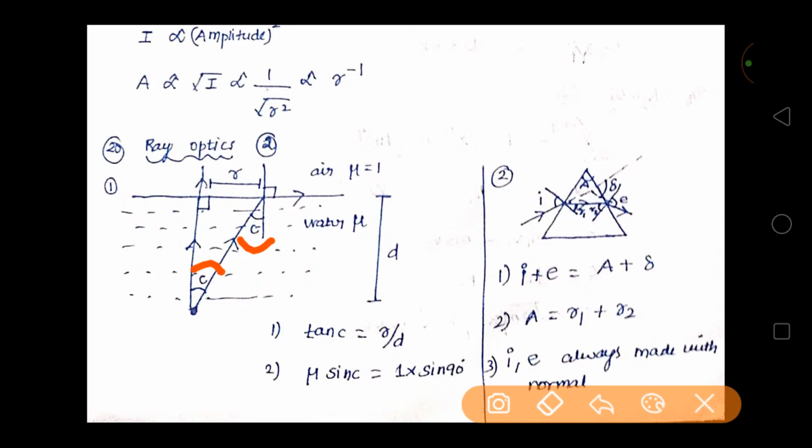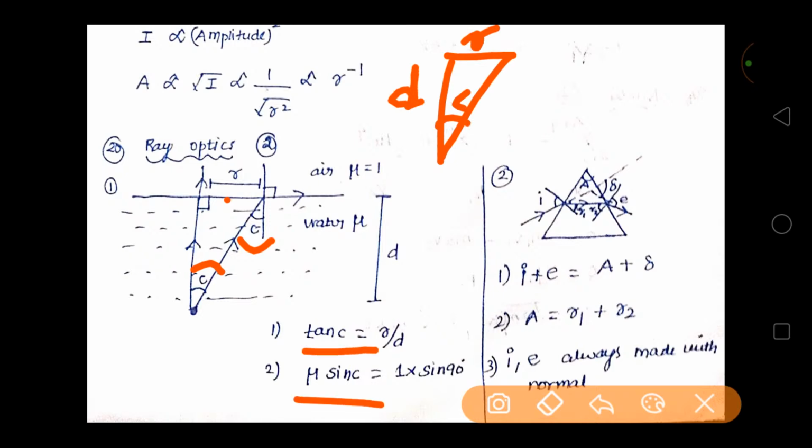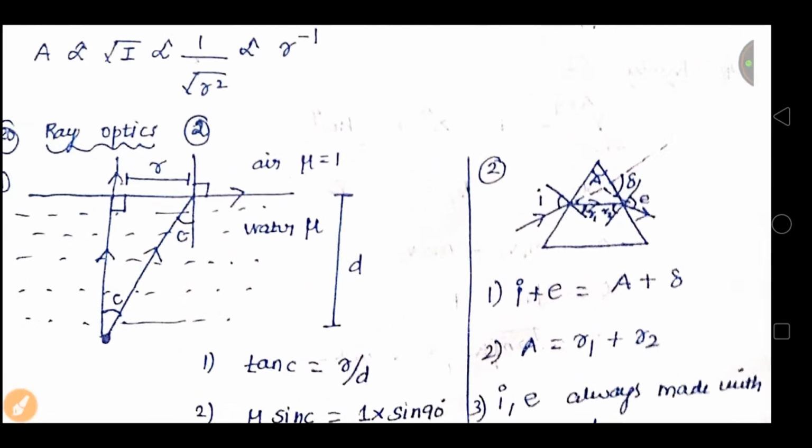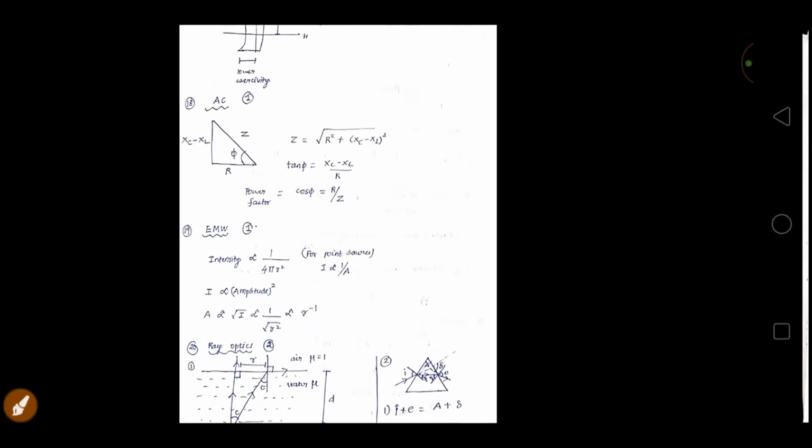This is the only thing in mathematics. So in this triangle, tan C, this is R given, this is D given. So tan C is equal to R by D. Okay, this is one formula. Normally you can say mu1 sin theta 1 is equal to mu2 sin theta 2, Snell's law. So mu into sin C is equal to 1 into sin 90. Right, next. Prism.